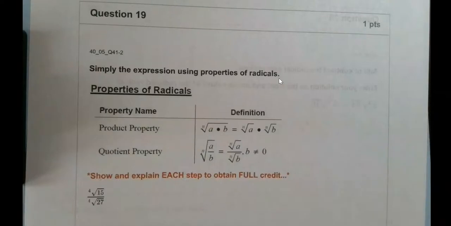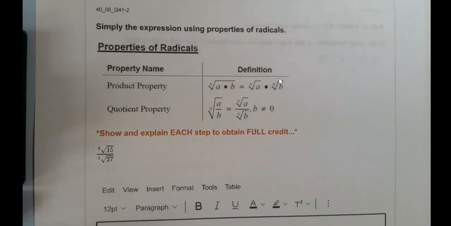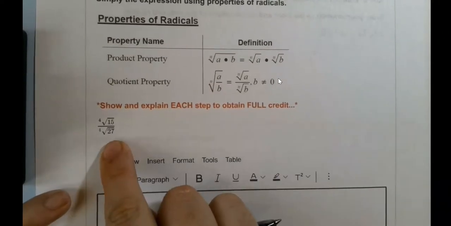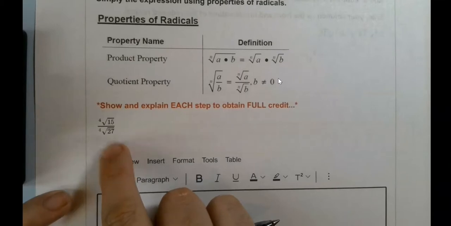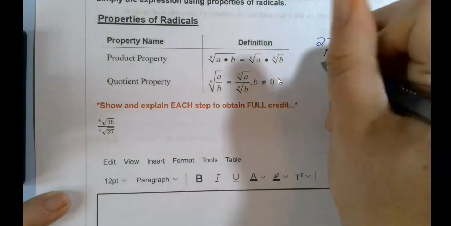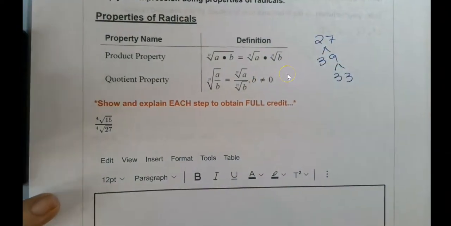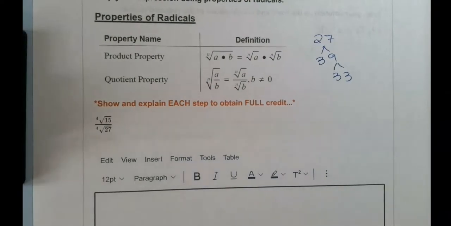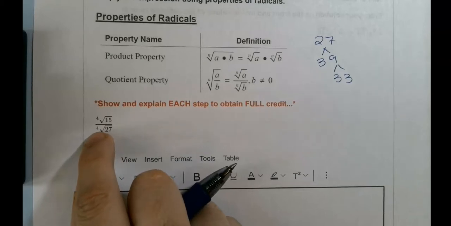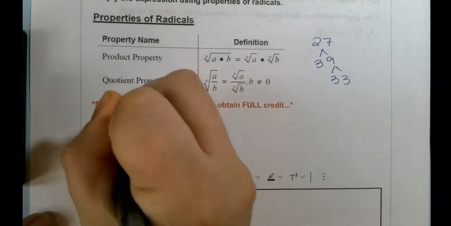Moving on. Number 19 gives me this radical, and it wants me to show my work to get full credit. So because I have a radical on the bottom, I need to get rid of it. I don't like keeping radicals there, and it's a fourth root. So I'm going to start off by factor treeing 27. This is 3 and 9, 3 and 3. So I have 3 3s on the bottom. I need to get rid of it, and I can only get rid of radicals on this one with fourth roots of 3. So I'm going to multiply by the fourth root of 3 on the top and bottom.